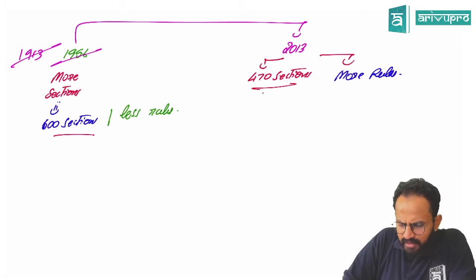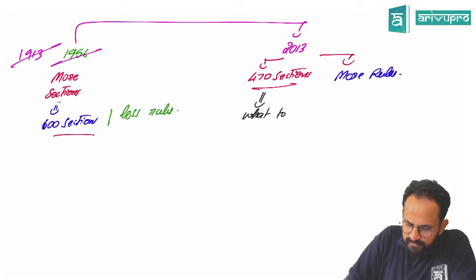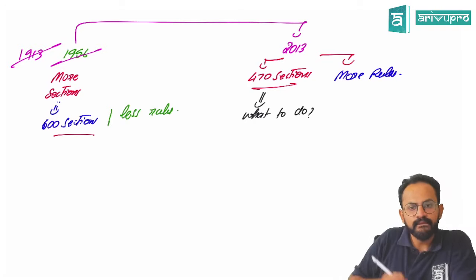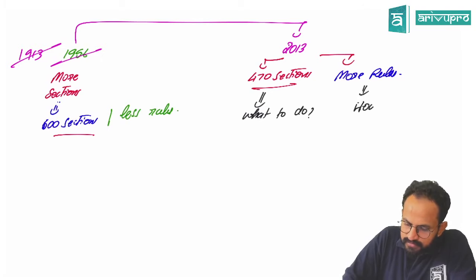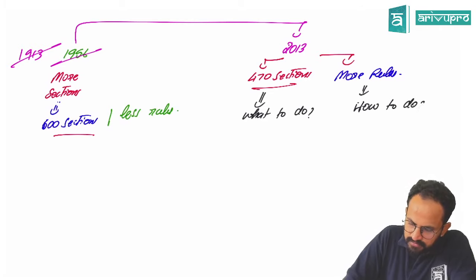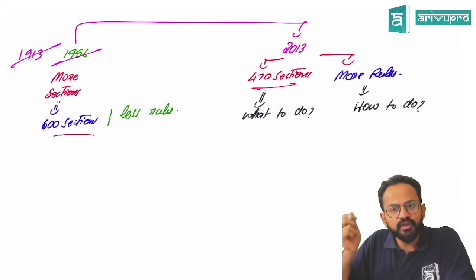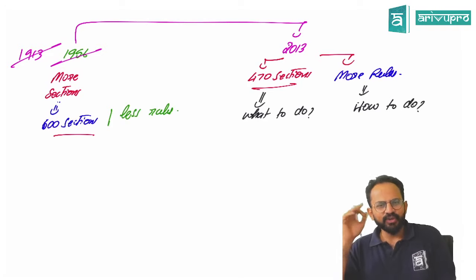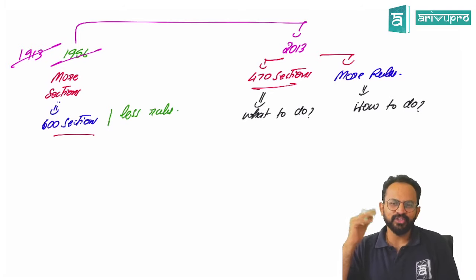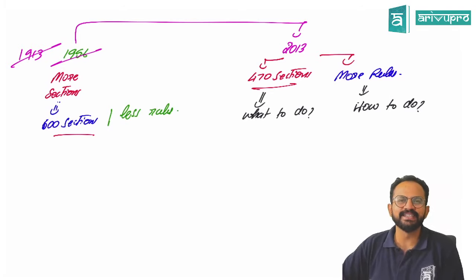Always remember, sections always tell you what to do. Rules always tell you how to do. That is the difference. Then why could we not have kept 600 odd sections? Why should we increase rules? Why should we decrease sections? What is this nonsense?